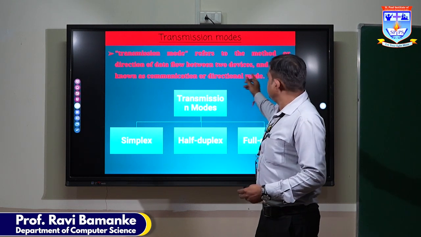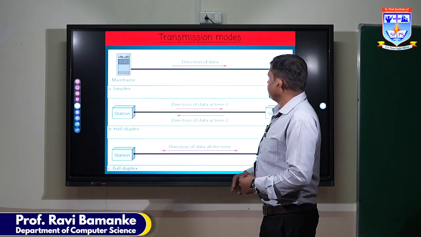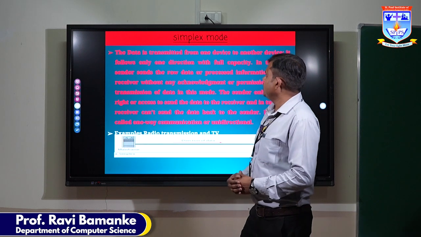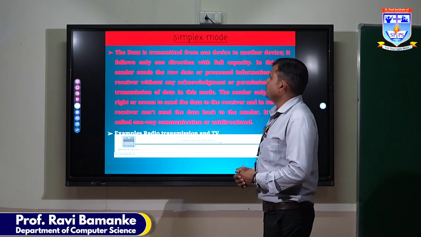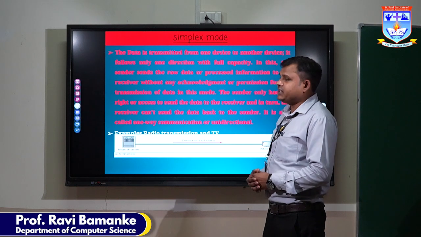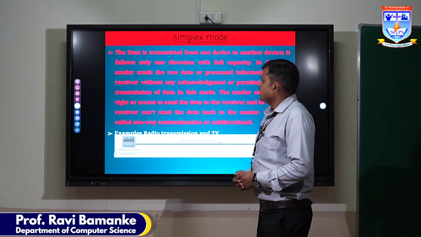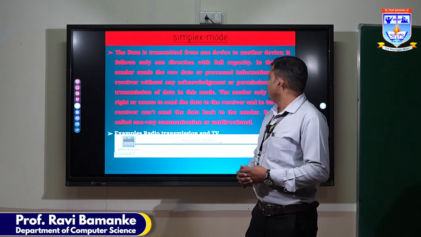Next, let us continue with simplex. What is simplex transmission mode? In simplex mode, the data is transmitted from one device to another device and flows in only one direction, with full capacity.